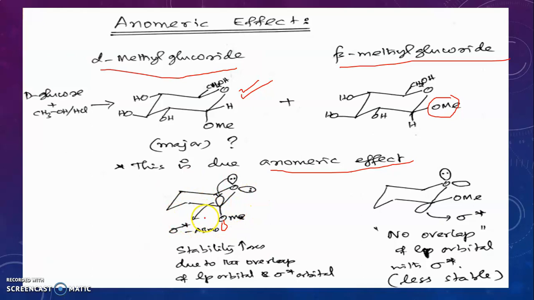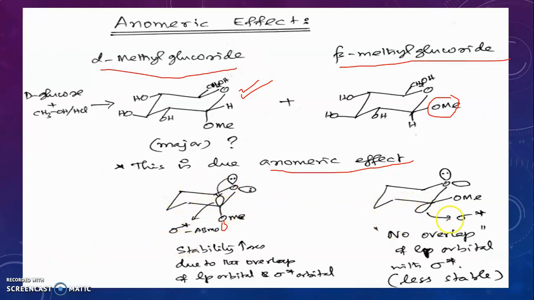Are you able to understand why this conformation is more stable? Because there is an overlap between the lone pair of oxygen and the sigma star antibonding molecular orbital of the carbon-oxygen single bond. And this carbon-oxygen single bond has its sigma star orbital exactly on the opposite side like this. Due to this overlap, this conformation becomes more stable.